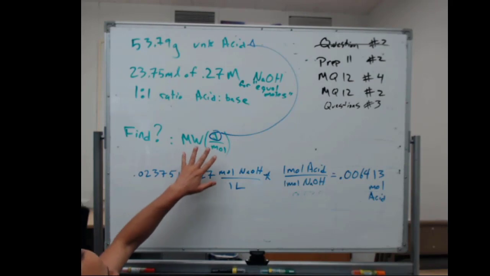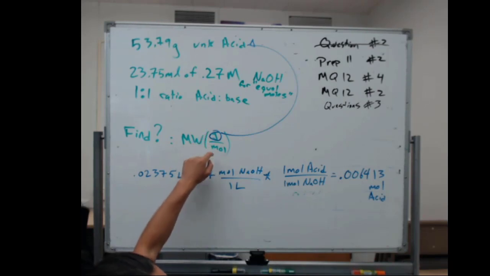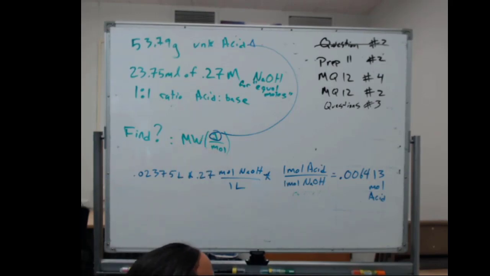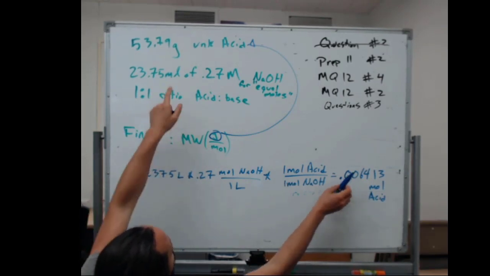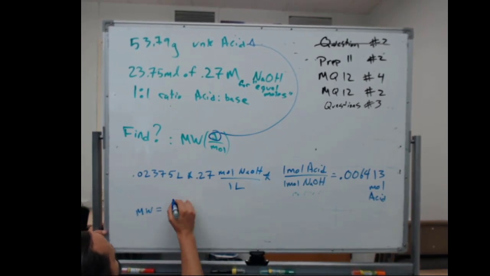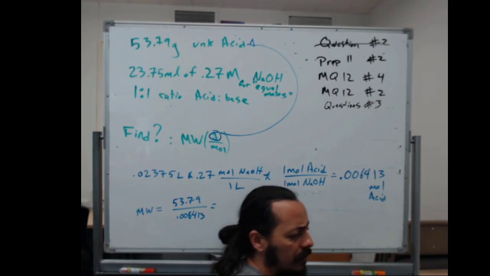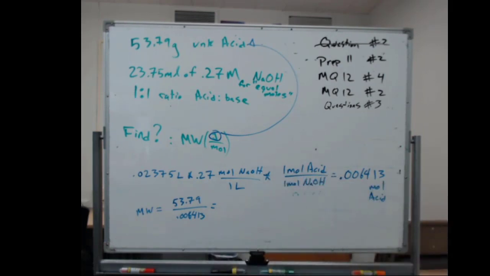Now to get the molecular weight, I guess one of the implied pieces of information is the fact that molecular weight is grams per mole, right? They don't say that, but molar mass, molecular weight, knowing that this is grams per mole. So if we go ahead and do that, I can plug this number in for my moles. I've got that number for grams. So my molecular weight will be equal to 53.79 divided by 0.006413. Seems like pretty wild numbers.